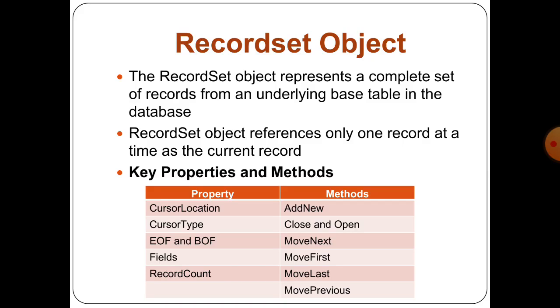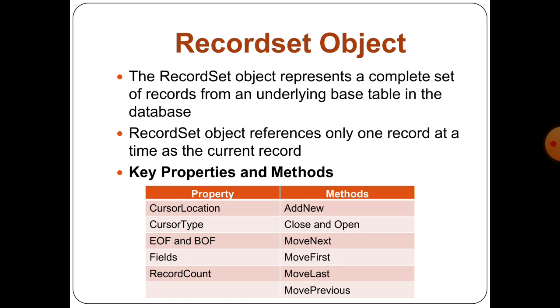And the different methods we are having are add new, open and close, move next, move first, move last, and move previous. These are the different methods we are having.